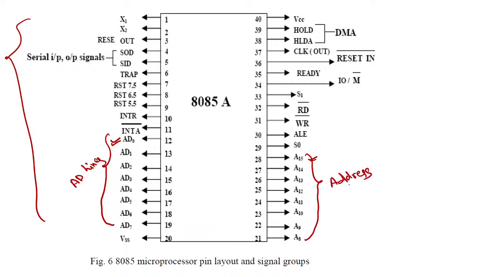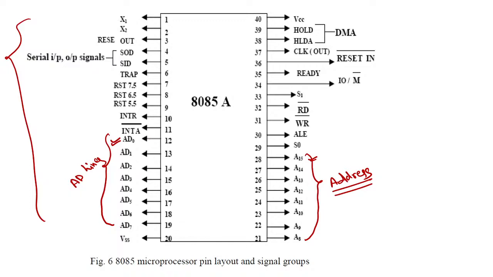That means these are single-purpose pins, and those are the multiplexed pins. Multiplexed pins mean that we can carry two kinds of information on this bus. We can carry address also, we can carry data also, but at one time we can carry only one signal, either address or data.